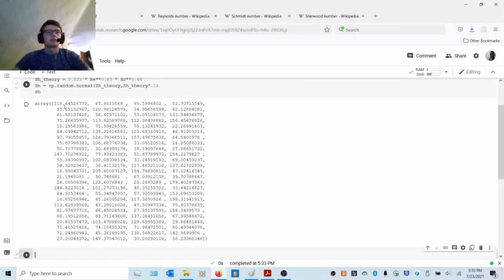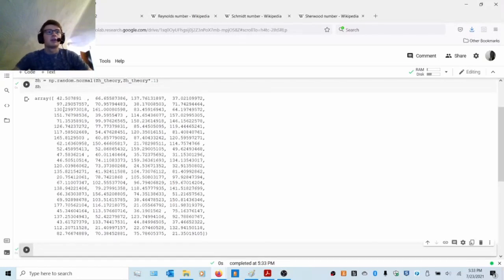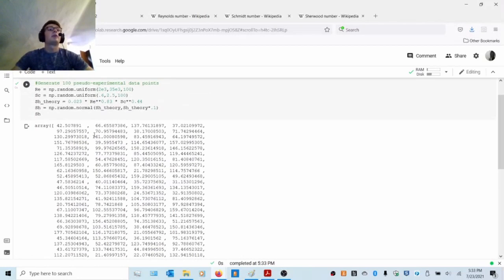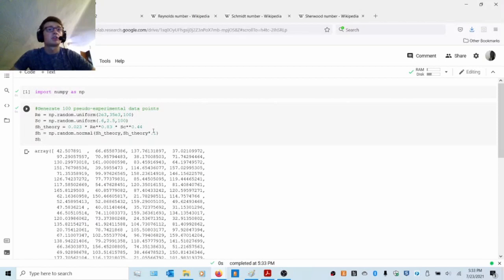So we run it again. You get 118 as the first value. 42, that's pretty low, but this is all just randomly generated, just done by, I assume, atmospheric interference or something like that.